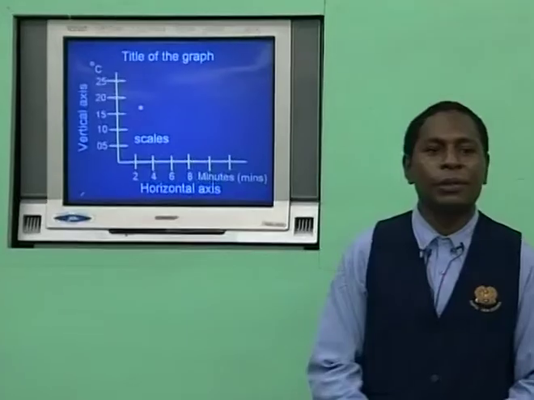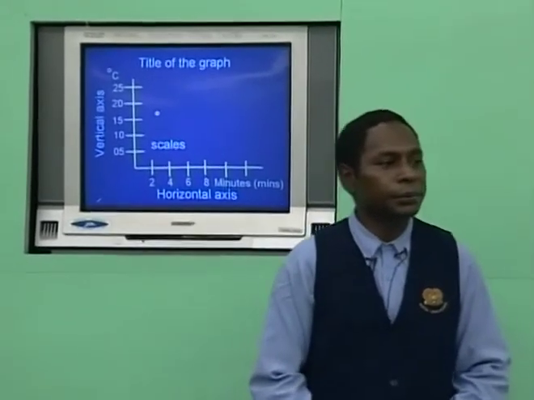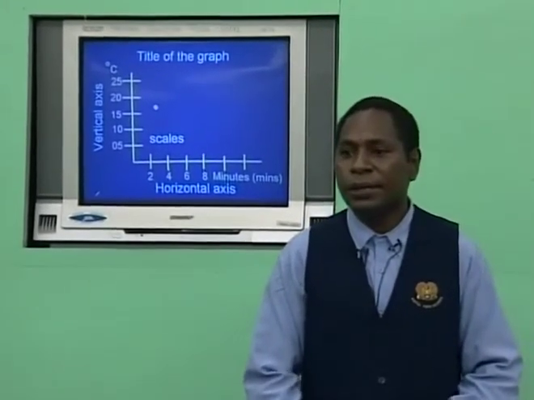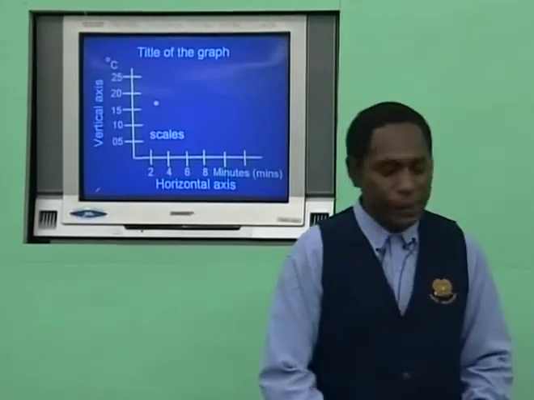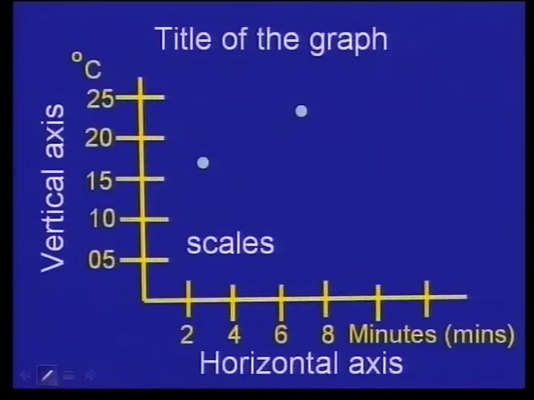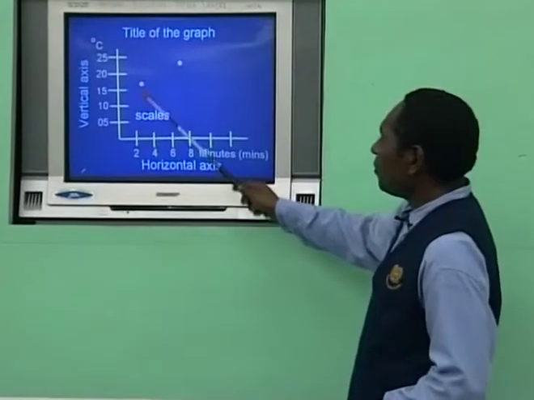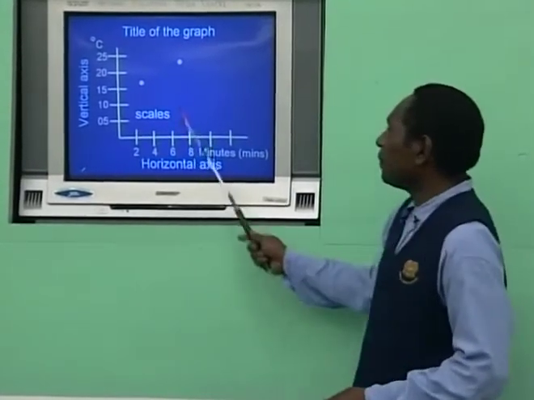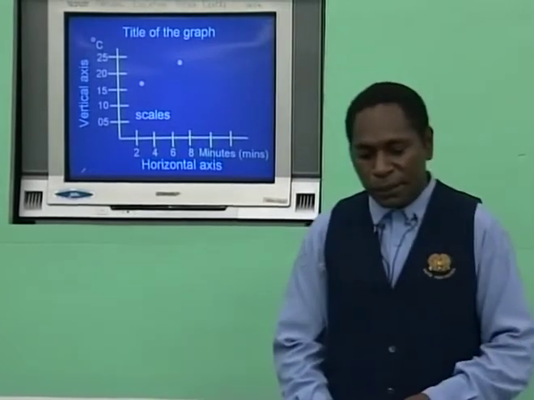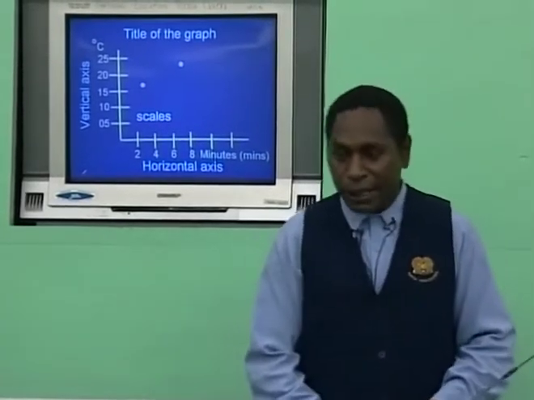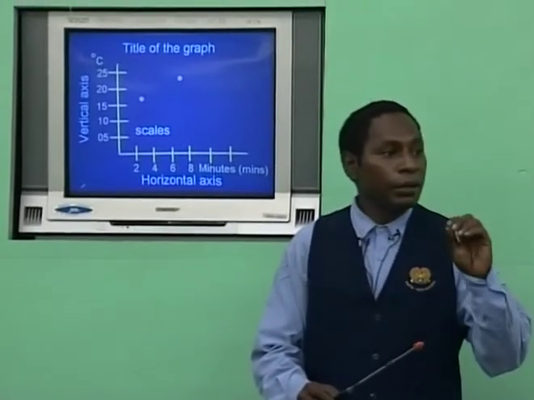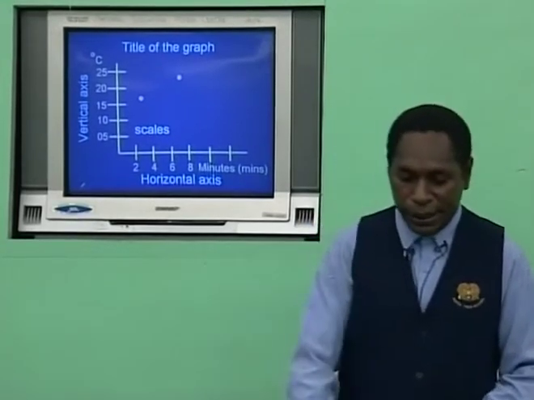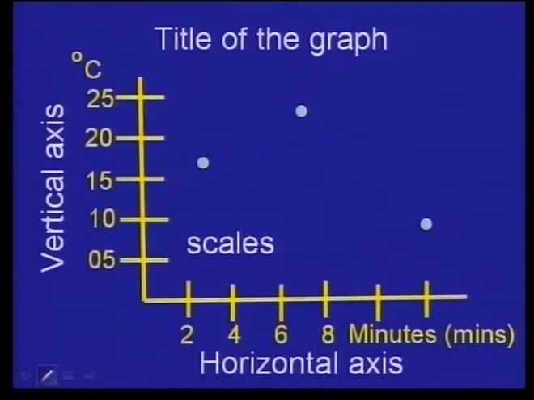Or if it was 24 degrees Celsius, where do you think it will go? Just below 25. And you would plot where 24 degrees Celsius is. And say this was measured after 3 minutes, and this was measured after 7 minutes. What if it was after 12 minutes and it came down to 10 degrees Celsius? Then we would place your dot on 10, right there.